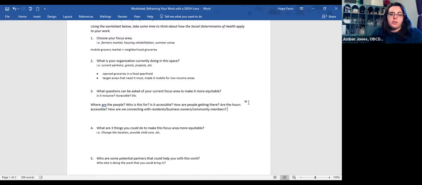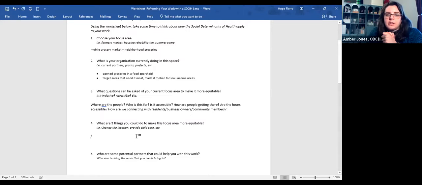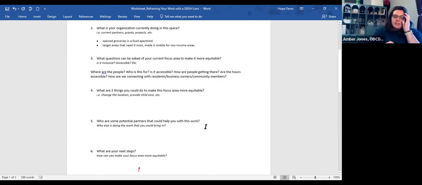All right, so I'm going to jump down to question number 4. What are 3 things that you could do to make this focus area more equitable? And Tom, I think you've done a phenomenal job so far. I'm just going to put that out there for you. Thinking through how you can continue to make updates and make changes and move through this space.